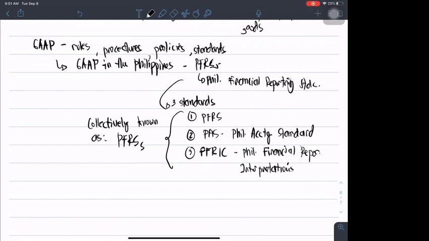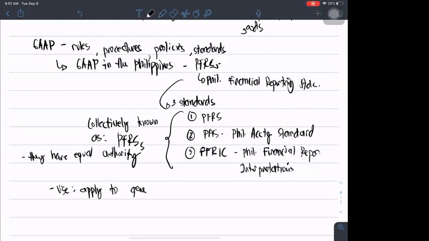And since they are known as your PFRSs, they have equal authority. They have equal authority. That is for your PFRSs. And take note, what is the usage, or when to use the PFRS? You only use your PFRS. It applies to general purpose financial statements.